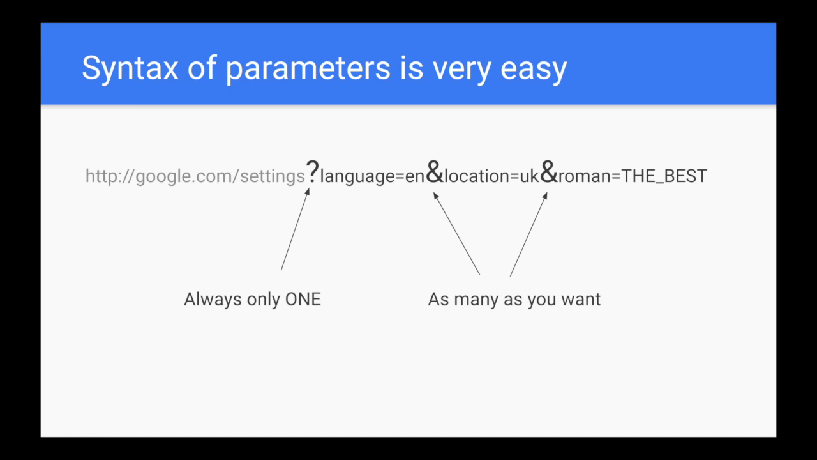The param name is to the left of the equal sign, and the param value, something you actually wanted to set up, for example English UK, or Roman equals the best, so something on the right of equals is the actual value. Now we know what a param is, and why do we need to know so much information, you can ask, it's so technical.